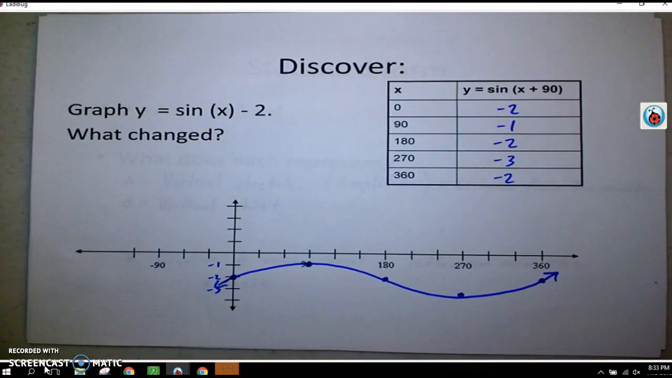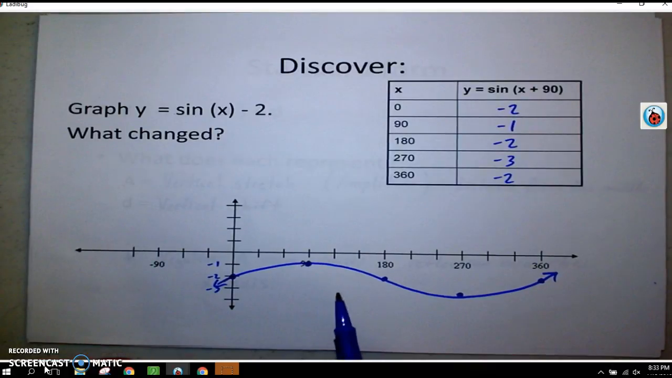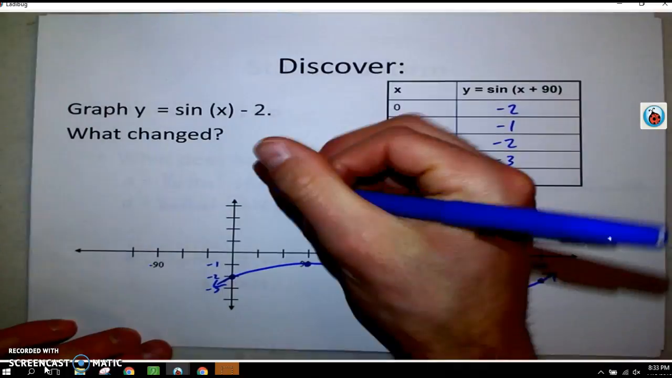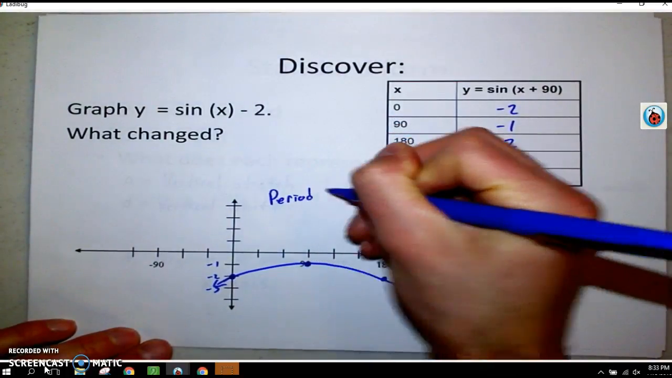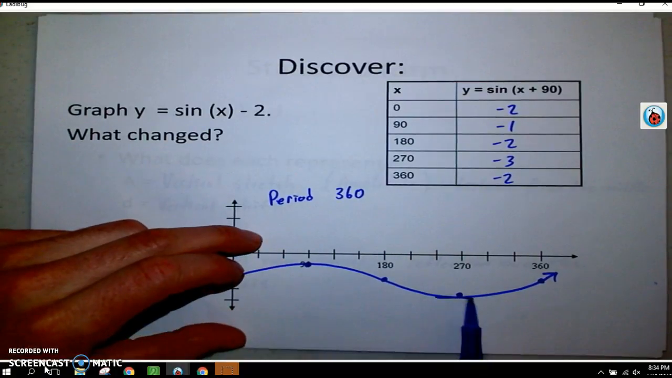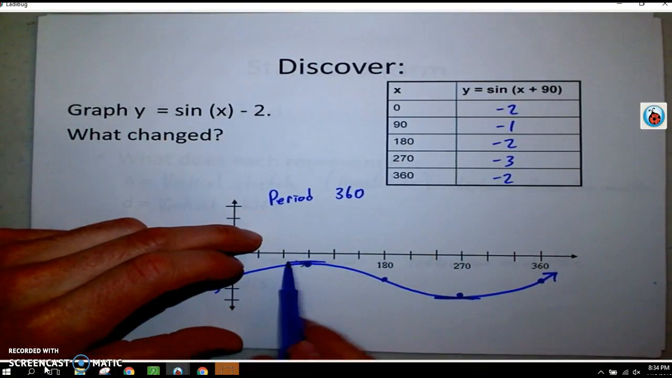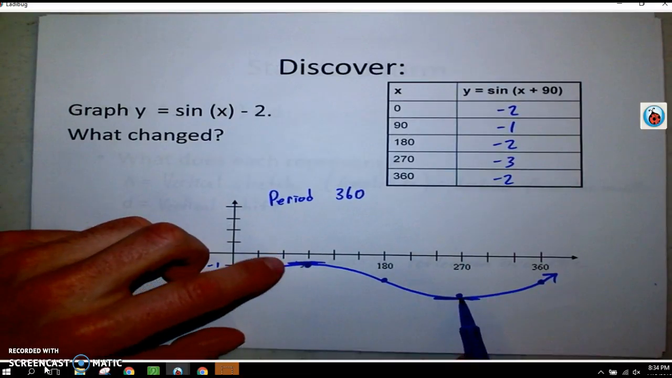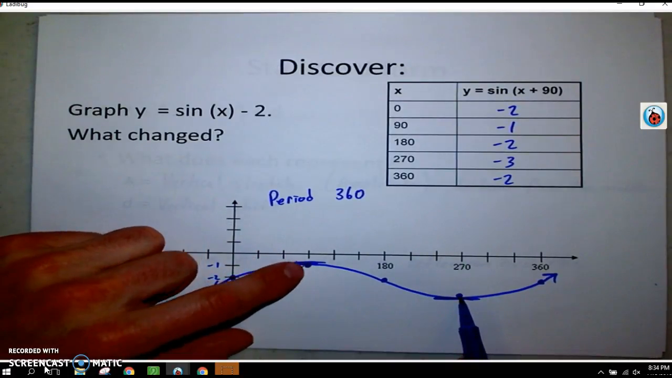As we think about the general properties of this function, the period is still the same. The period would still be 360 degrees until I start to repeat myself. But what's happening here is that the distance from top to bottom is the same also, from my minimum point of negative 3 to my maximum of negative 1.